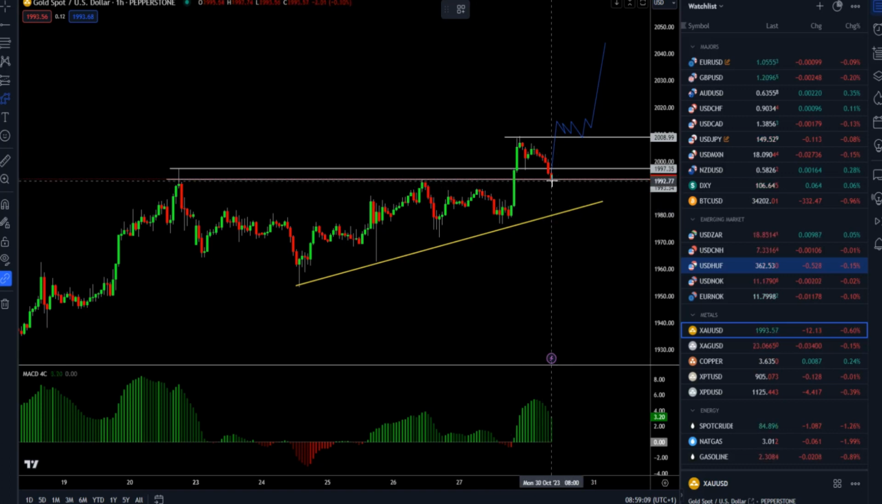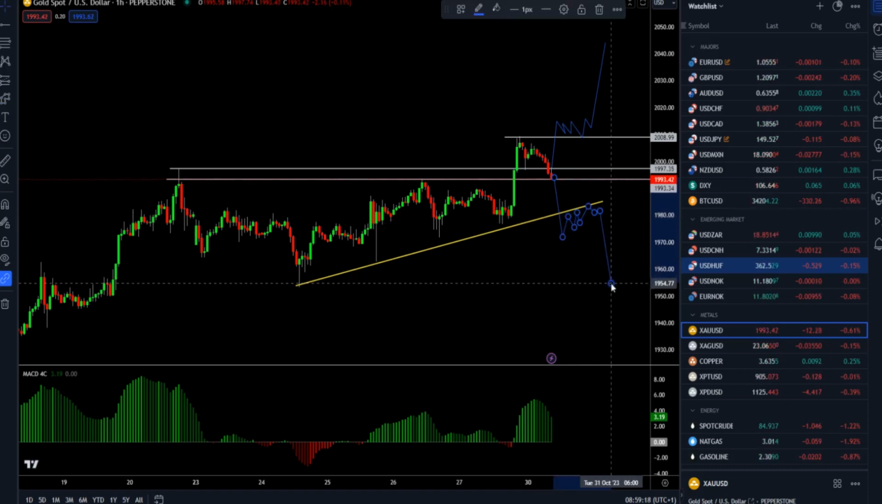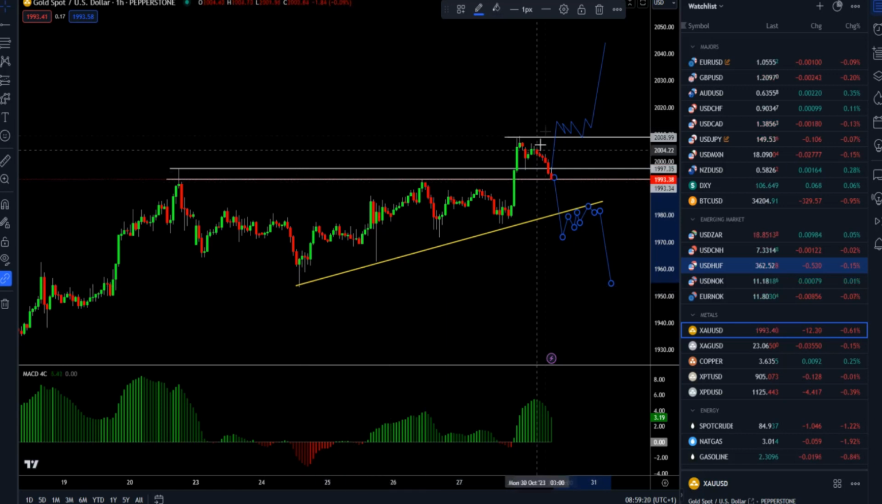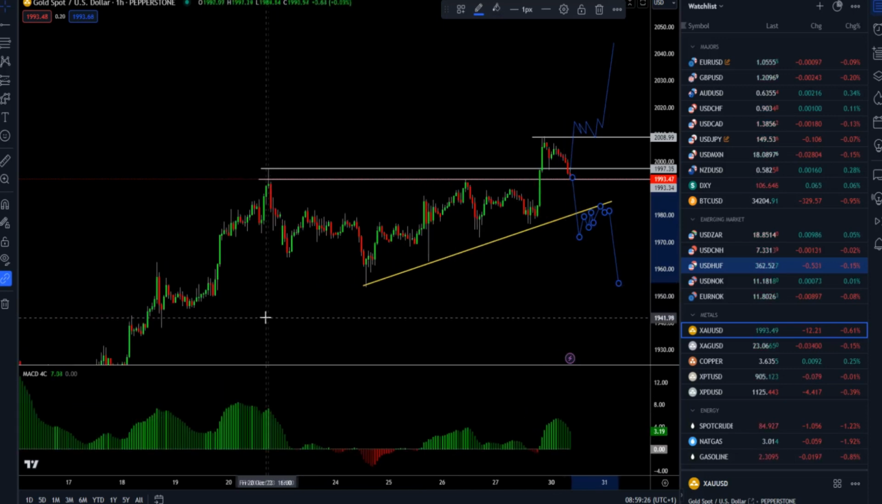And to confirm that, I would like to see the market go around 1977 or below and then hold below, because that can be a good sign for a fake breakout of this ascending triangle and potential retest actually of 1954 or even area around 1940 mark.